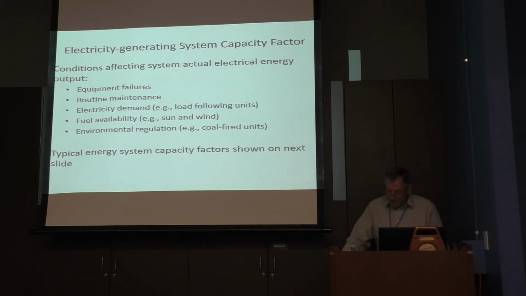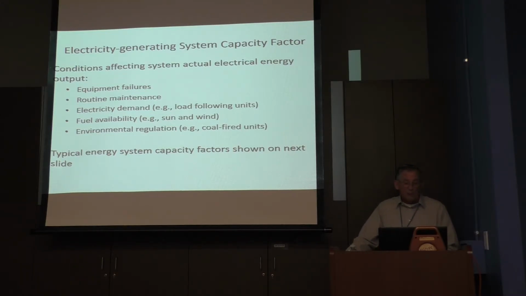Okay, next let's go to the capacity factor. So electricity generating system capacity factor is the ratio of actual electrical energy output over a given period of time to the maximum possible electrical energy output over that time period. And this slide shows the conditions that actually affect the capacity factors of those kinds of facilities.